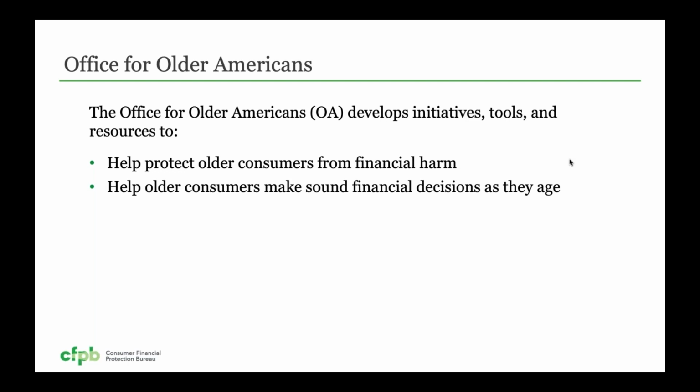Our Office for Older Americans is part of the Consumer Education and External Affairs Division within CFPB. That means that our work focuses on educating consumers and intermediaries and working to help protect older consumers from financial harm and to help people make good financial decisions. And many of our resources are targeted towards people age 62 and older, as well as financial caregivers or professionals who interact with older adults.